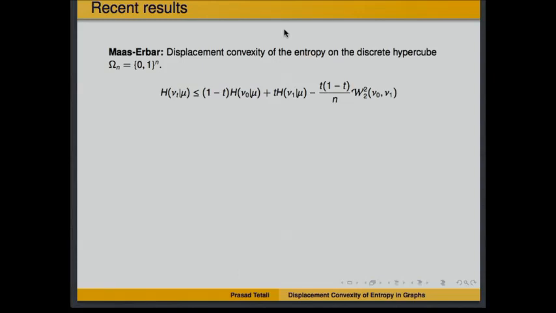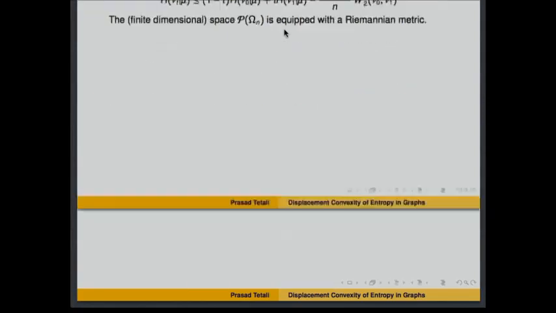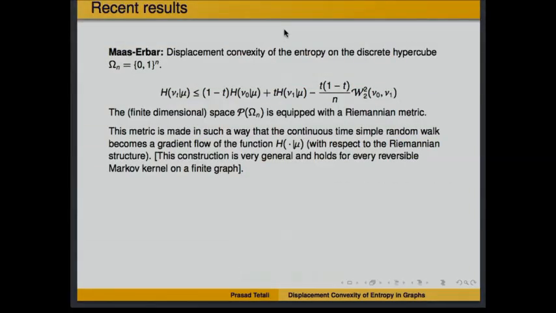And so this is what Jan Maas talked about. He introduced a certain W2 and a certain interpolation based on this Fokker-Planck type equation. And so I'm going to skip over that and get to what we do.